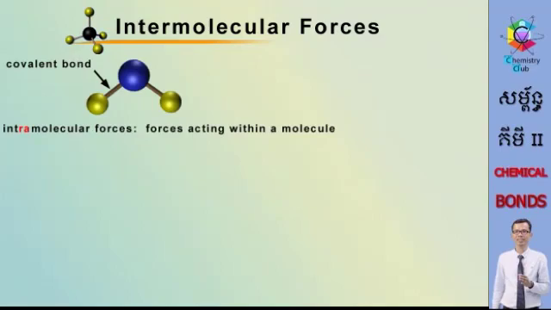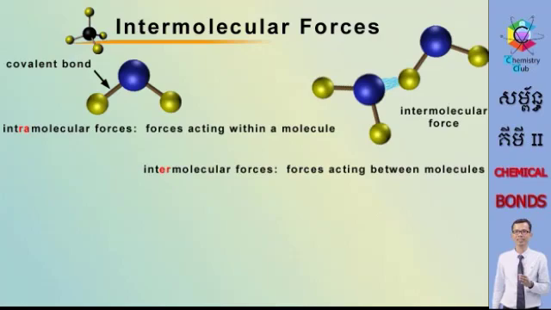The interactions within a molecule, for example covalent bonding, are called intramolecular forces. The interactions between different molecules, such as water molecules, are termed intermolecular forces and can explain the states of matter. Intermolecular forces can also explain why different substances have different melting and boiling points.